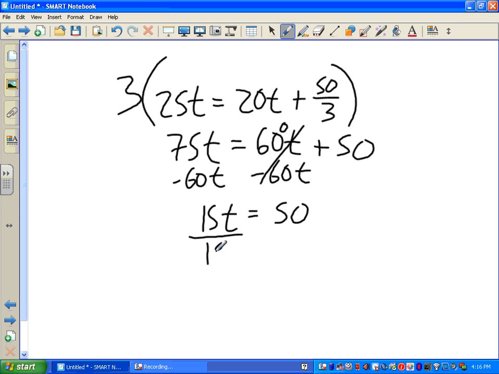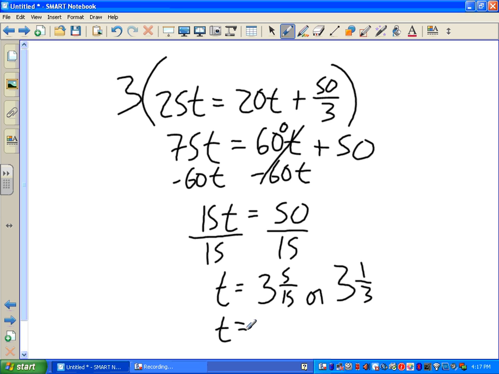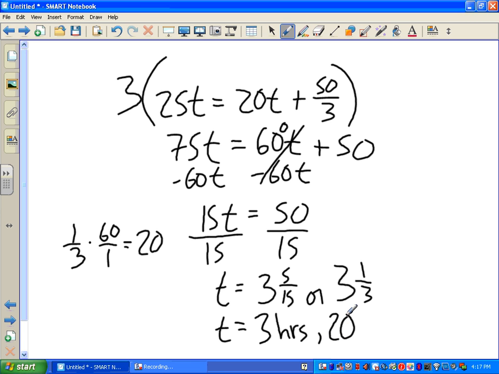I divide by 15, and I get that t is equal to 3 and 5 left over, so that's 3 and 5/15, or 3 and 1/3 hours. If I want to change that to minutes, I can simply say 1/3 times 60 over 1 gives me 20 minutes. So that would be 3 hours, 20 minutes. And that's the same direction problem.